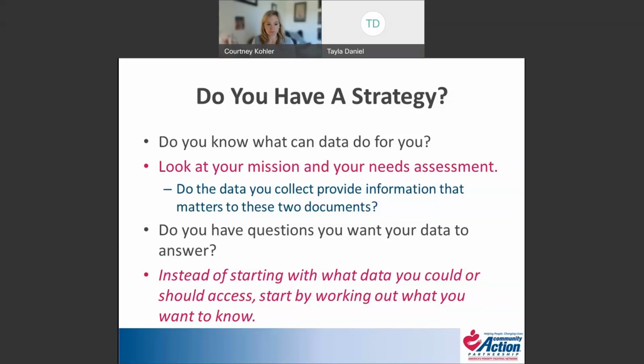And so whenever you're thinking about this data strategy, you want to start by working out what you want to know, rather than starting with what data you could or should access or collect. So you want to start first with what you really want to know.